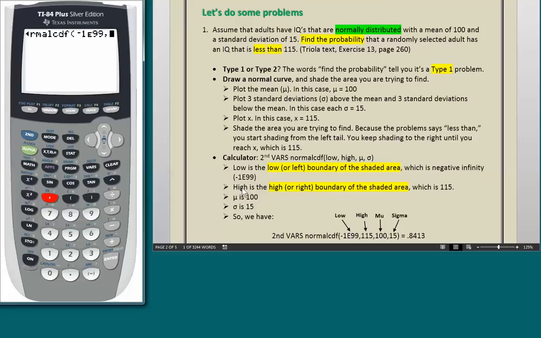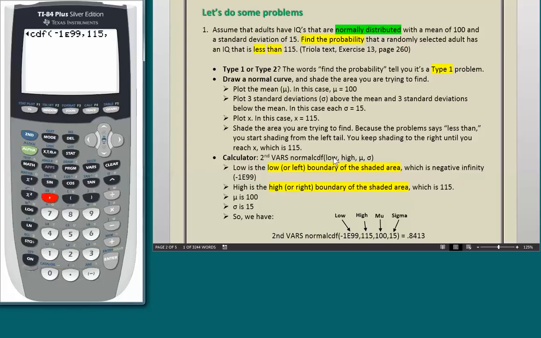And next we want high. So here again, we did low, we just did this thing right there. Now we're going to do high. High is the high or right boundary of the shaded area, which in our case is 115. So I'm just going to type in 115, and then another comma.